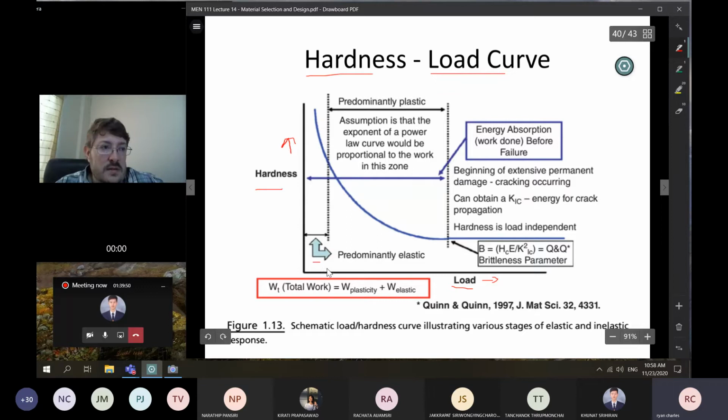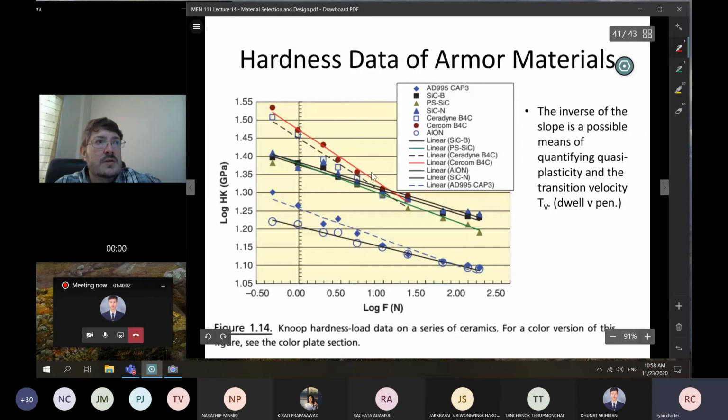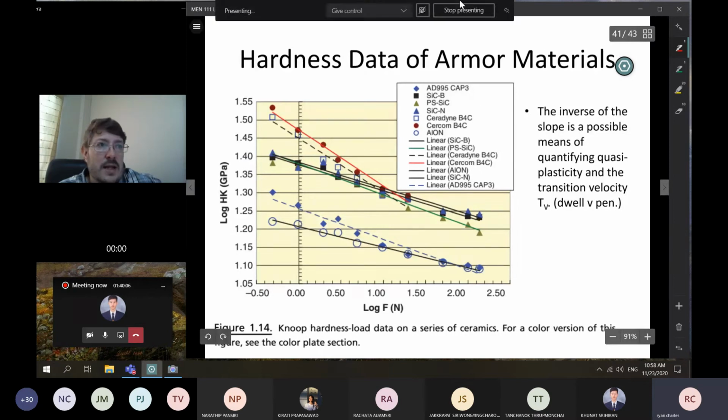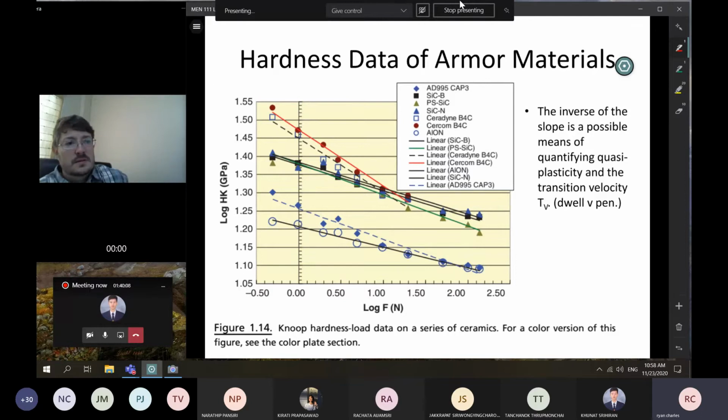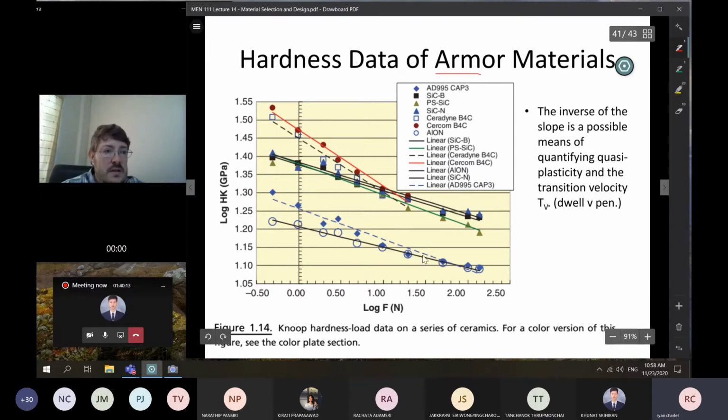And we know that here, we're looking at elastic. Here we're getting into plastic deformation. And this mimics dynamic behavior a little bit. And so people look at hardness for armor, right? And so you can try to plot a lot of data. So these are different armor materials.